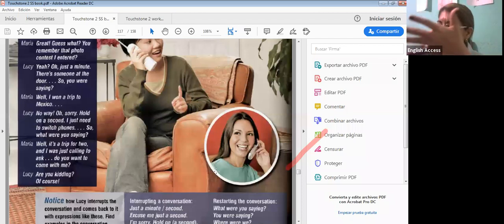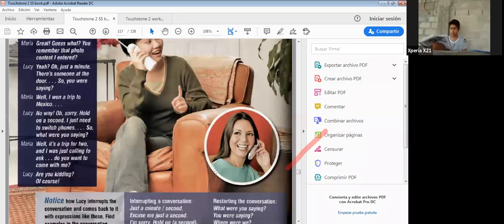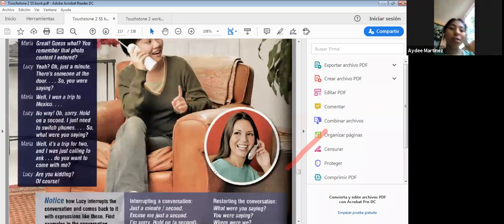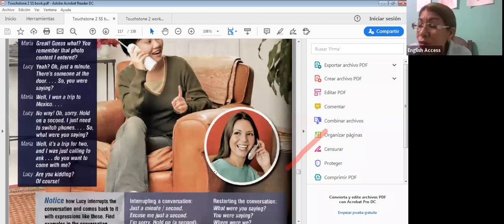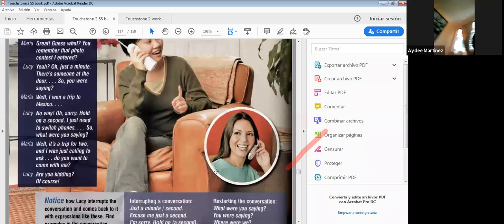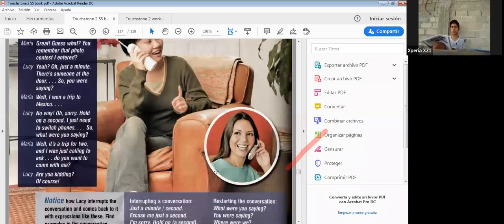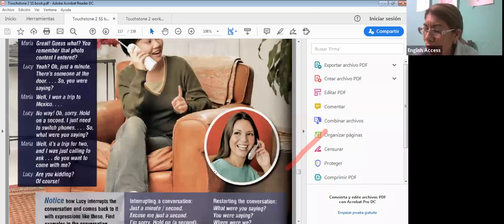And then you're going to read your conversation. You can change the names also. Lucy and Maria. Yes, you're going to change the names and you're going to change the situation.